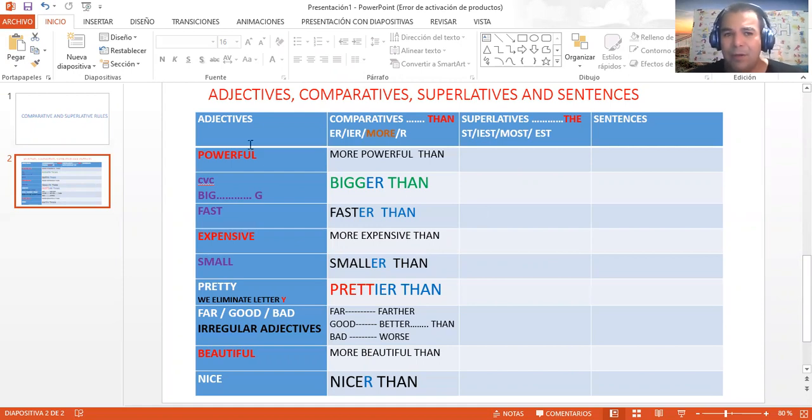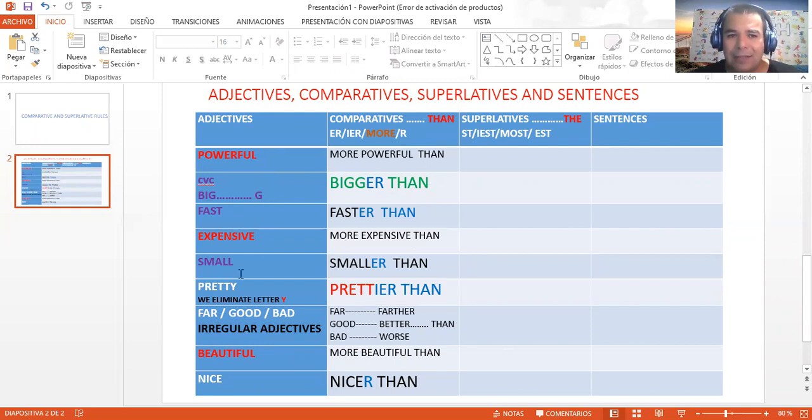If you remember, we were working on these adjectives, and I was explaining how to create all these comparative forms. The first one is when we have two or more syllables, like powerful, expensive, and beautiful, that we use more powerful than, more expensive than, and more beautiful than. The other one was big, with the rule consonant, vowel, consonant. So we double the last letter. That's why we have double G right here, and we say bigger than.